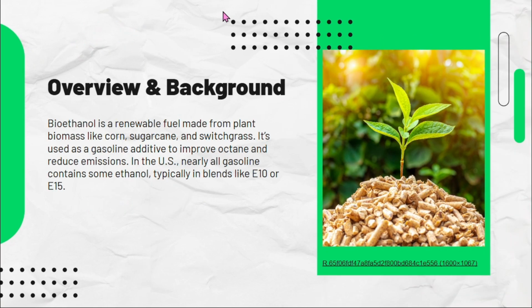Overview and background. Bioethanol is a renewable fuel made from plant biomass like corn, sugarcane, and switchgrass. It's used as a gasoline additive to improve octane and reduce emissions. In the United States, nearly all gasoline contains some ethanol, typically in blends like E10 or E15.